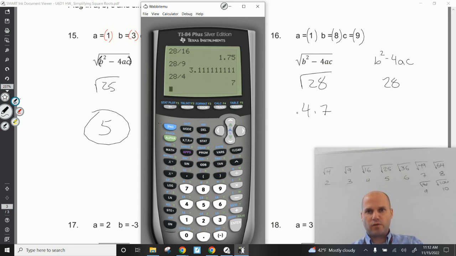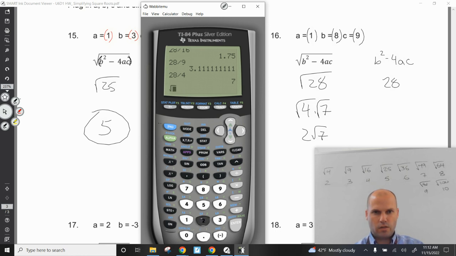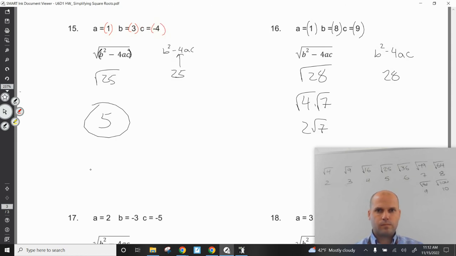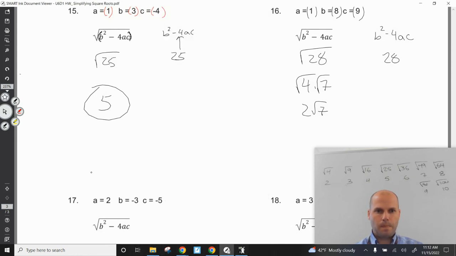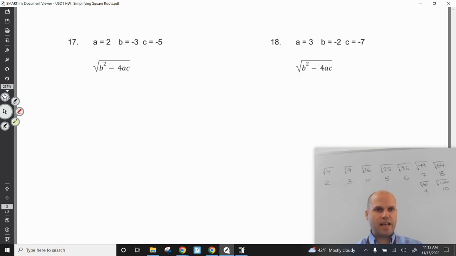But this is the square root of 28, so this is the square root of 4 and the square root of 7. The square root of 4 is 2. 2 root 7. 2 root 7 is the same as root 28. Root 28 we did earlier. 2 root 7. Boom. All right, be careful when b is negative.